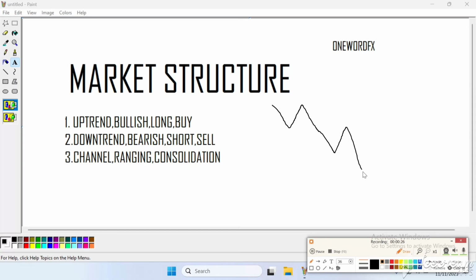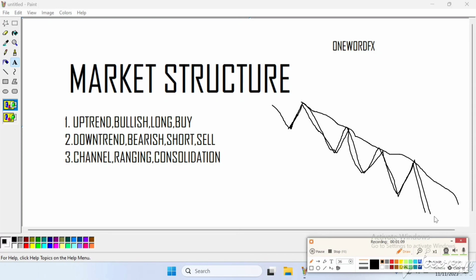This is just how the market moves in a downtrend, making a lower low, a lower low. It's a lower low, a higher low, lower low, higher low, lower low, higher low, lower low, higher low. So this indicates to you that this market is in a downtrend. If you put your trend line right here, you see that the market is in a downtrend because it keeps bouncing down on this trend line.